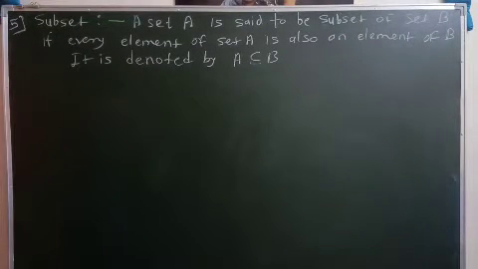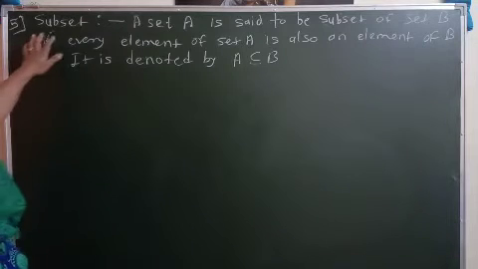पुढचा टाइप आहे आपला सबसेट. 4 टाइप आपले बघून झालेले आहेत. पाचवा टाइप आहे सबसेट. Set A is said to be subset of set B if every element of set A is also an element of set B. बघा पुढची डेफिनेशन आहे सबसेटची.